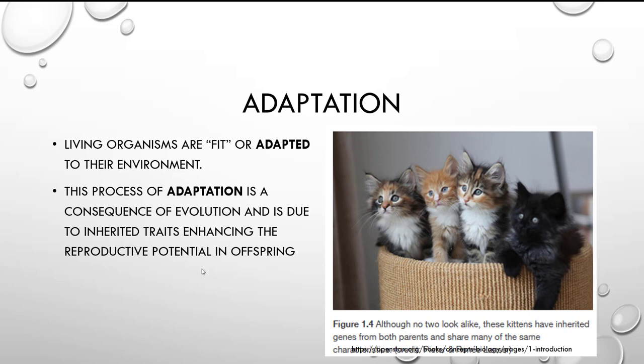Or their whiskers. Look at how long their whiskers are. It allows them to respond to stimuli a little bit better, so that they can fit through spaces and know exactly how much room their body can fit through. So those are all examples of adaptations. And those adaptations are a consequence of evolution. Those inherited traits were passed on from generation to generation through reproduction.